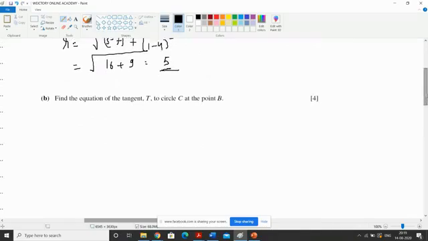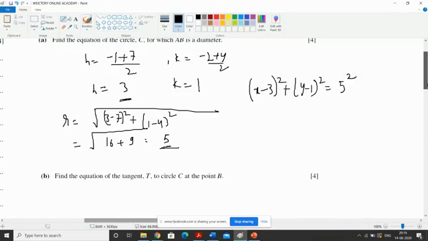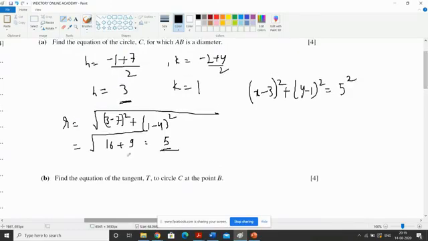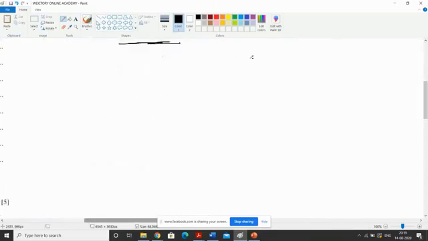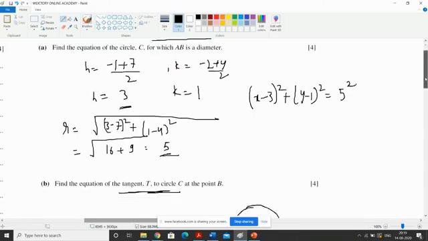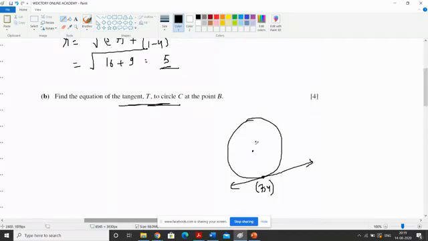Find the equation of the tangent T to the circle at the point B. So we need to find the equation of the tangent to the circle at this particular point B. B is (7, 4). So this is the circle, and let's say this is point B (7, 4). We need to find the equation of the tangent. We know the center is (3, 1). This is just a dummy diagram to understand the situation.